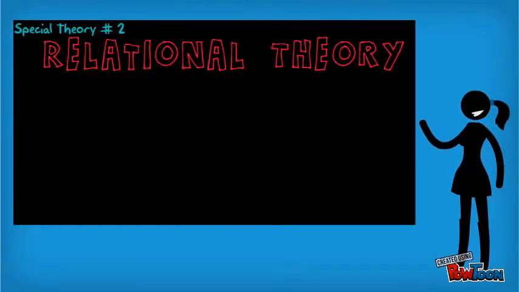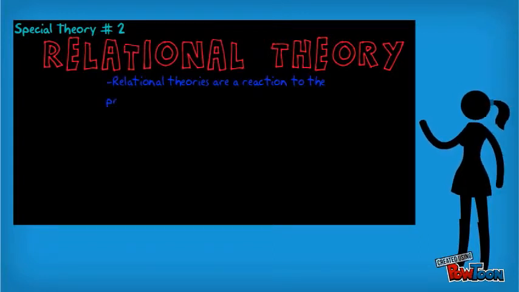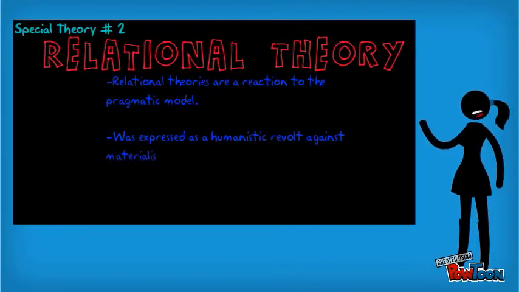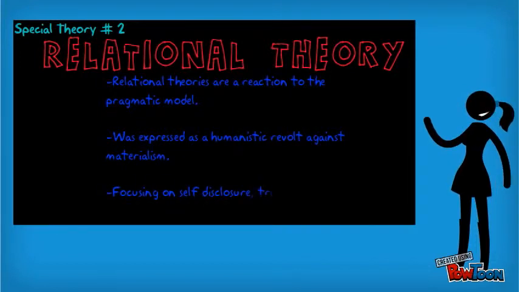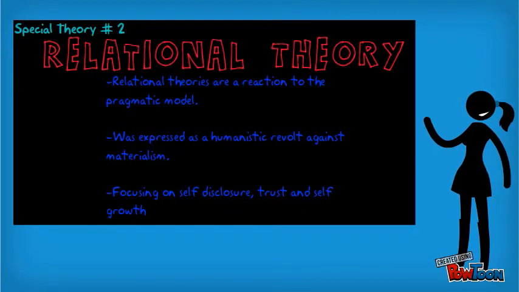The second special theory is the relational theory. These theories are a reaction to the pragmatic model. It was expressed as a humanistic revolt against materialism. The group would focus on self-disclosure, trust, and self-growth. There are two levels of these relational theories.